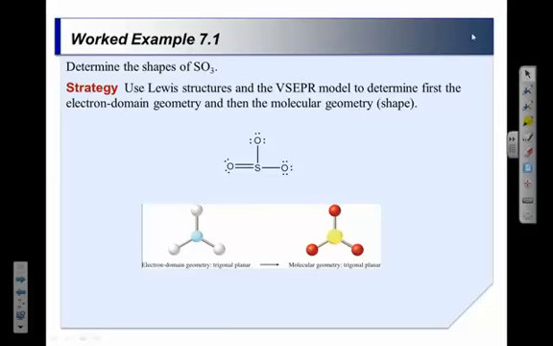And so here, some more examples the textbook shows. So if I have SO3, we talked about this one in terms of the Lewis structure last time. We said there are a couple formal charges here.